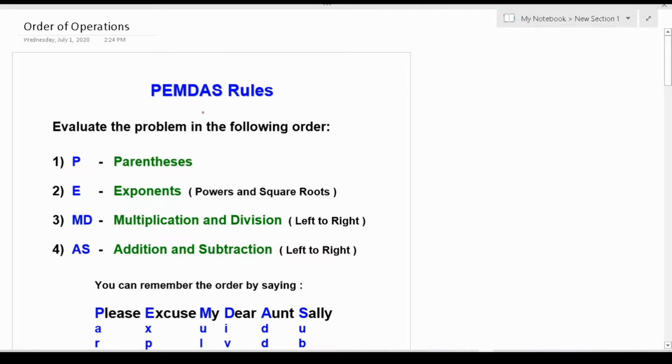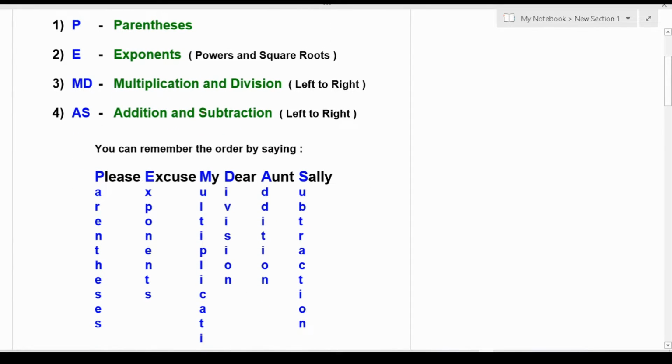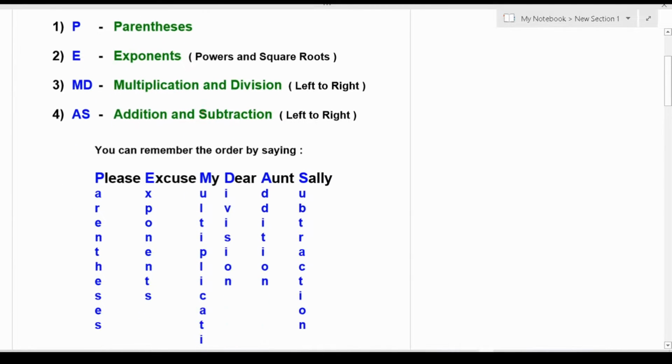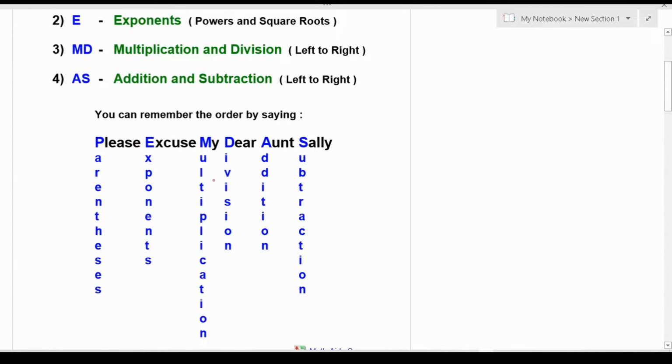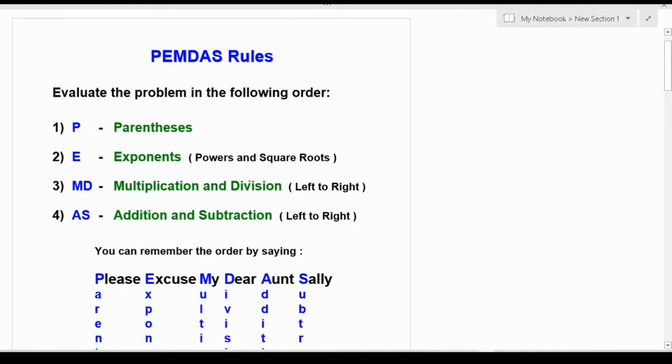As I mentioned, we're going to be talking about order of operations. And it's very helpful to remember the order of operations by using the mnemonic device, please excuse my dear Aunt Sally, where P stands for parentheses, E stands for exponents, M stands for multiplication, D for division, A for addition, and S for subtraction. And what this mnemonic device helps you remember is the order in which you work out problems that are all jumbled together.